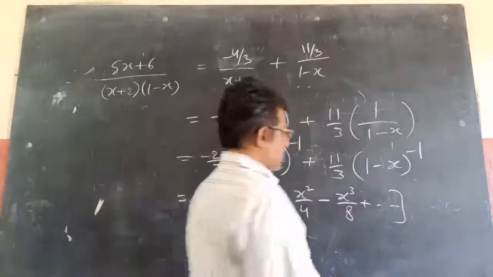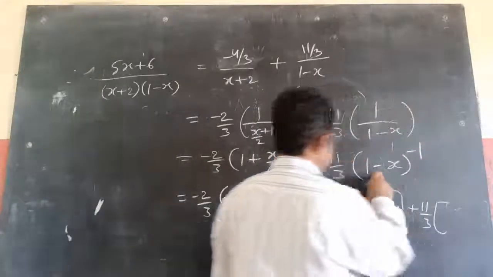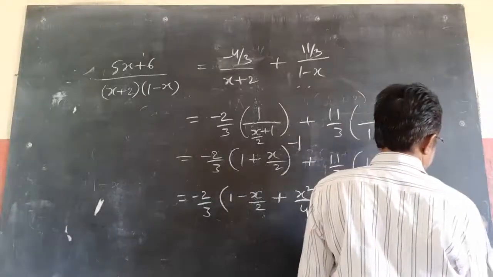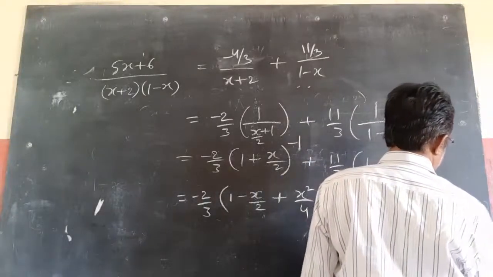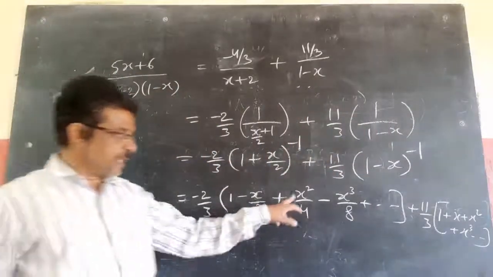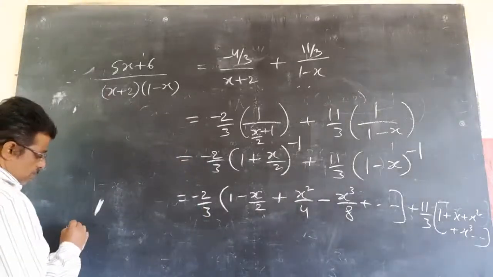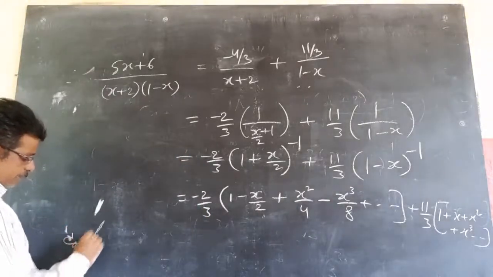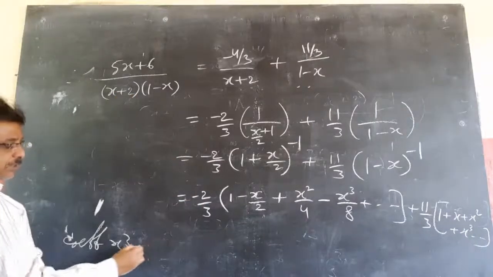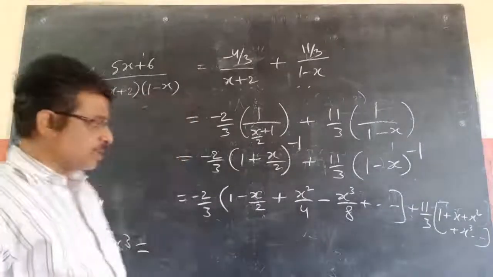And coming to the second part, 11 by 3 into, this is 1 minus x whole power minus 1, which means 1 plus x plus x square plus x cube and so on till infinity. Now I need the x cube coefficient. So x cube here is minus 1 by 8 into minus 2 by 3. So the coefficient of x cube in this expansion is nothing but the coefficient of x cube in this only. So this is minus 2 by 3 into minus 1 by 2.